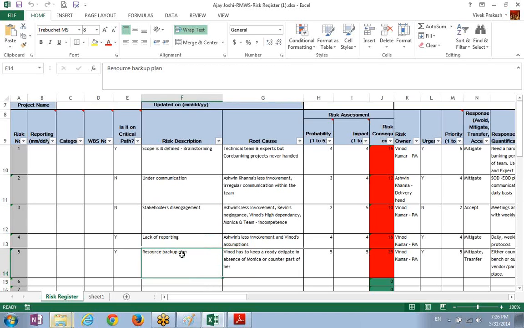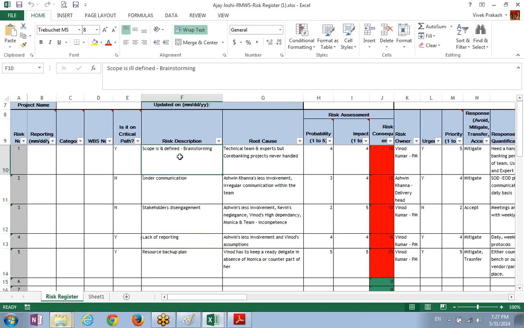Actually, why I say top 3 is that we should be able to rank, or really assess the impact of the risks, and then write only the top 3. Otherwise, what we do is fill our risk register with the regular stuff. See, under communication, lack of reporting, these things you will find in most risk registers. They are more execution issues than actually risks.